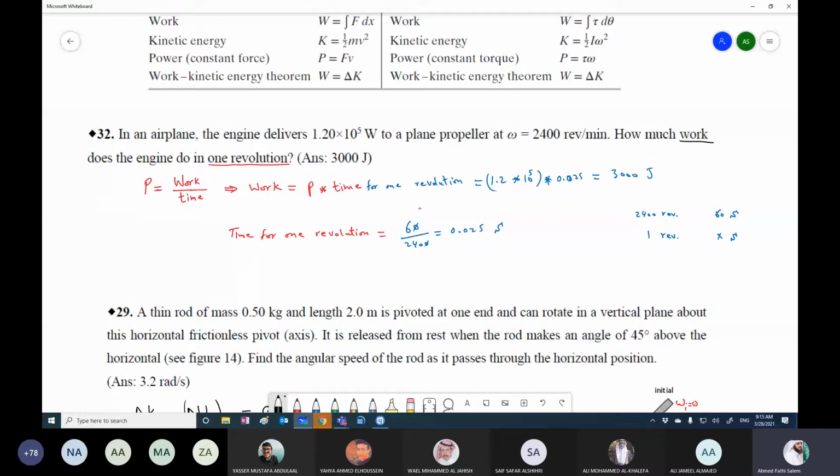How can we calculate the time for one revolution? Here it is 2400 revolutions every minute, which is 60 seconds. So one revolution, how long does it take? Time for one revolution is 60 divided by 2400. This will give us 0.025 second. Multiply the power with this time, and you will get 3000 joule, which is the work done in one revolution.